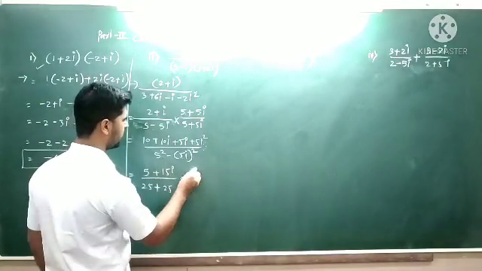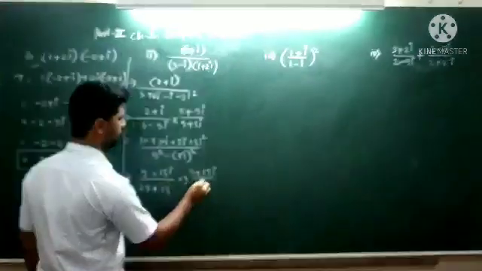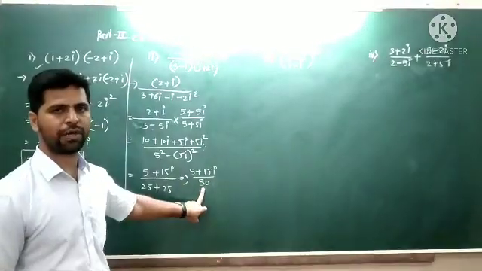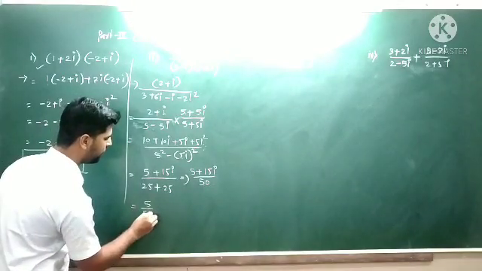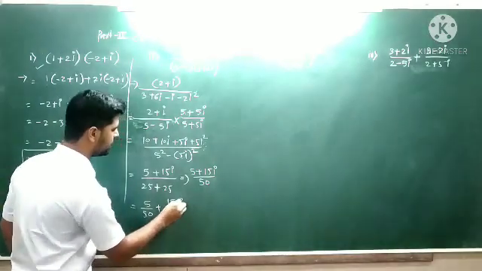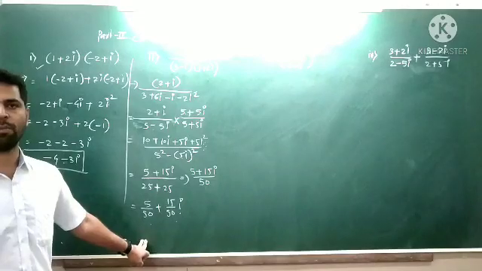So how do you write this? 5 plus 15i divided by 50. Okay, now we can see 50 is the common denominator of 5 and 15 both. So we can separate it like 5 by 50 plus 15 by 50 i. This is a, this is b, i. So this is called the standard form of a complex number.